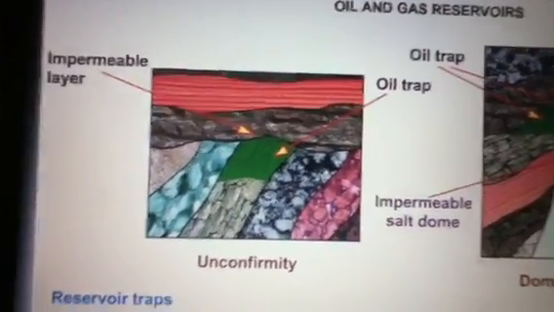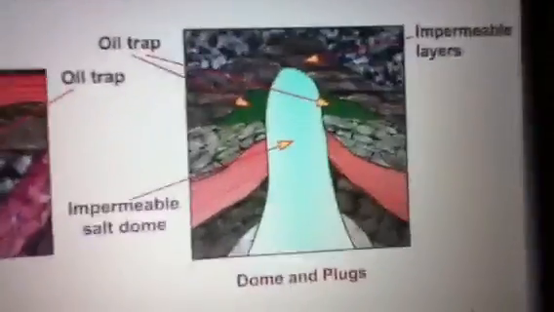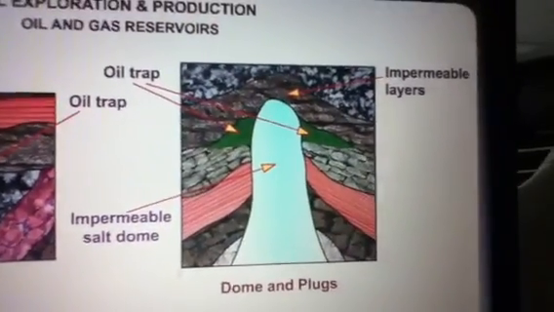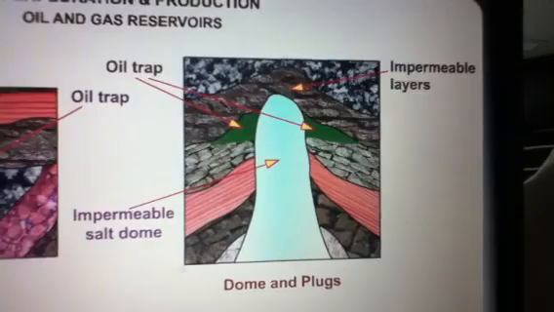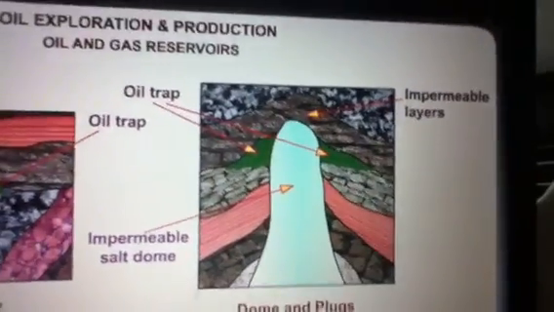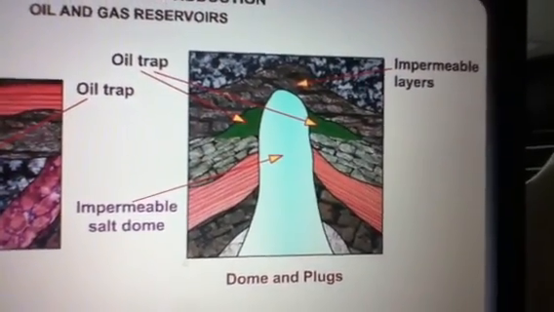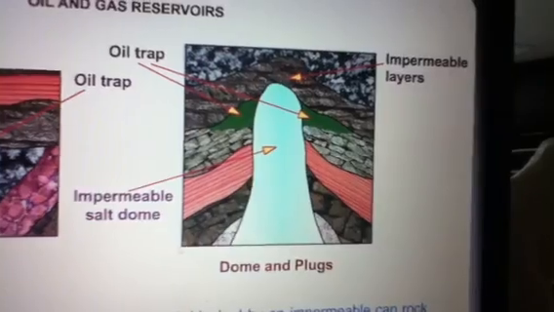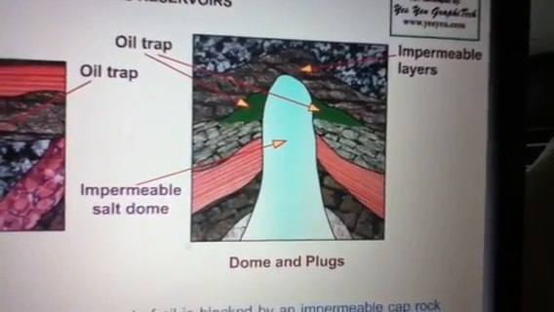Dome and plug traps. Oil accumulations are found in porous formations, on or surrounding impermeable domes or plugs of material, usually salt, that have pierced, deformed, or lifted the overlying rock layers.